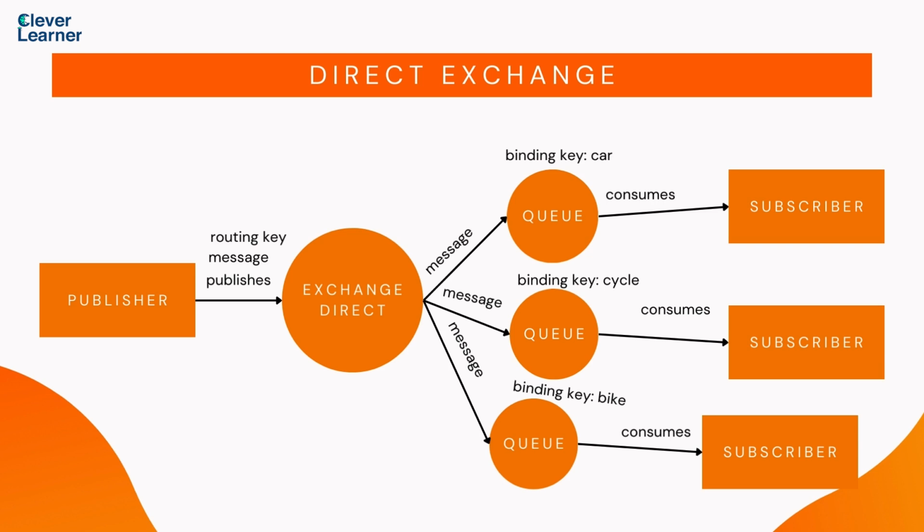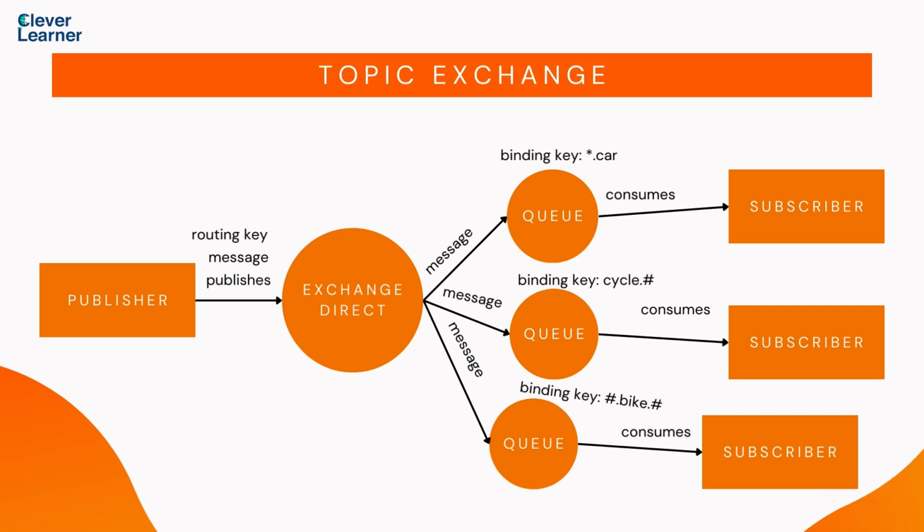Next, we have the direct exchange, where we specify which key we want to send the message to. So you need to specify a routing key, which the exchange will route to that specific queue. So if the routing key is car, it will send it to the car queue. If the routing key is cycle, it will send it to the cycle queue.